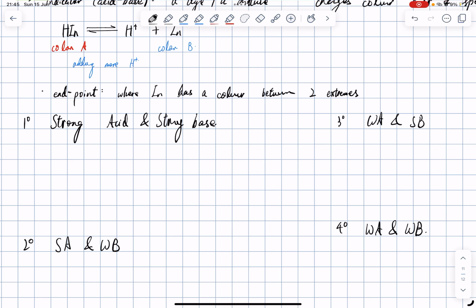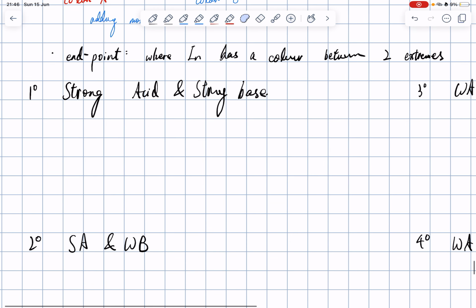Just to make it clear, when I'm talking about strong acid and strong base, it's actually strong acid titrated with strong base, which means the strong acid is in the conical flask under that pipette, under that burette, and strong base is filled in our burette. So that's just details.